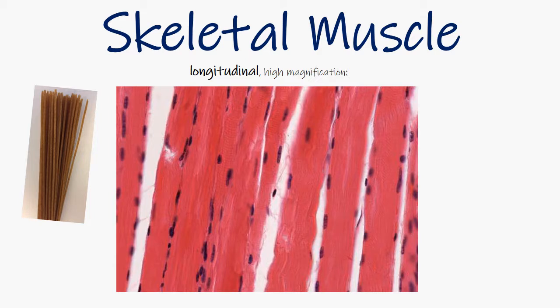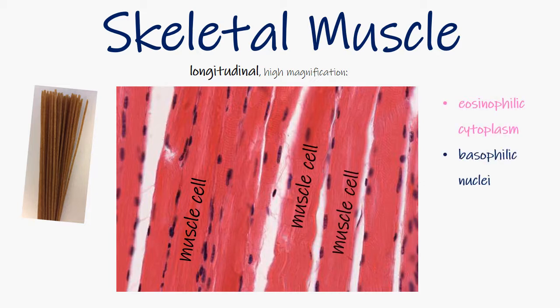Let's now use that longitudinal example of spaghetti and compare it to how skeletal muscle looks in longitudinal section under the microscope. Just as I said, each piece of spaghetti corresponds to the appearance of each individual skeletal muscle cell, three of which I've just labeled. Take note that the white spaces between muscle cells are artifacts of tissue preparation.